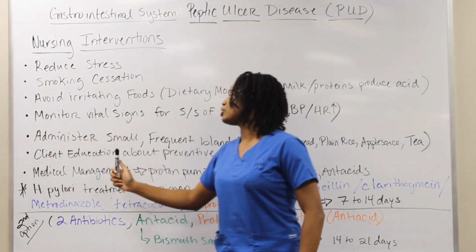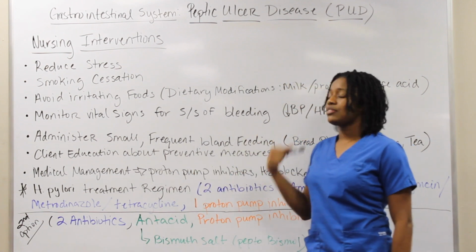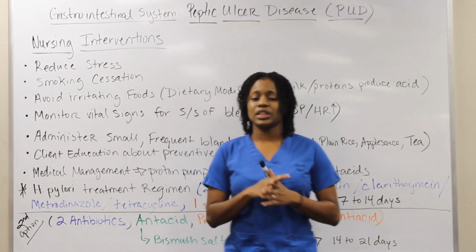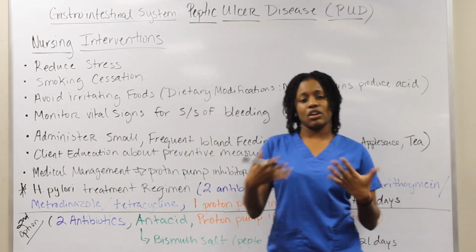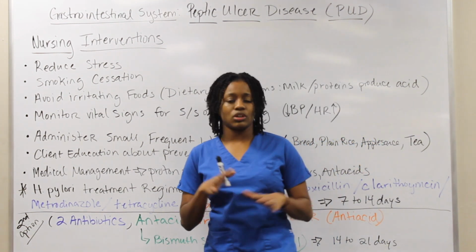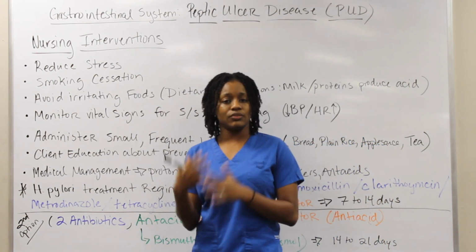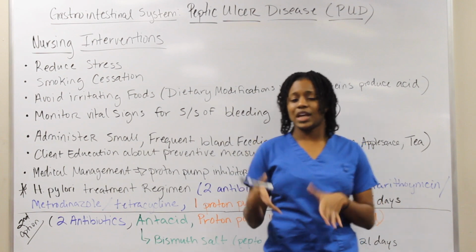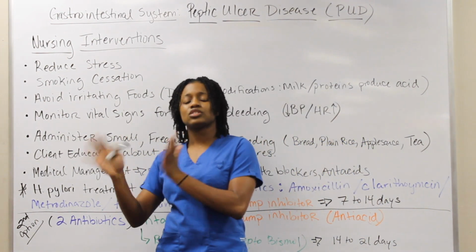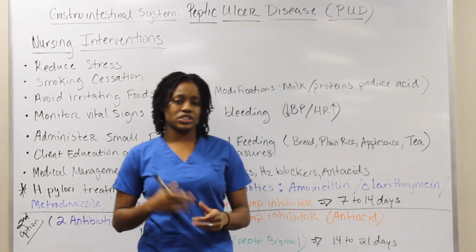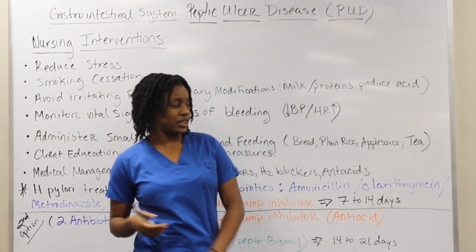Again, you want to administer small, frequent bland feedings whenever it is safe to do so. I know the doctors like to keep them NPO just because they are actively bleeding. They don't want any irritations going on with the stomach at all. Then they will bump them up to a clear liquid diet, from a clear liquid to a full liquid, then from a full liquid to a bland diet, and so on and so forth, till they get back to a regular diet or modifications within their diets, okay?